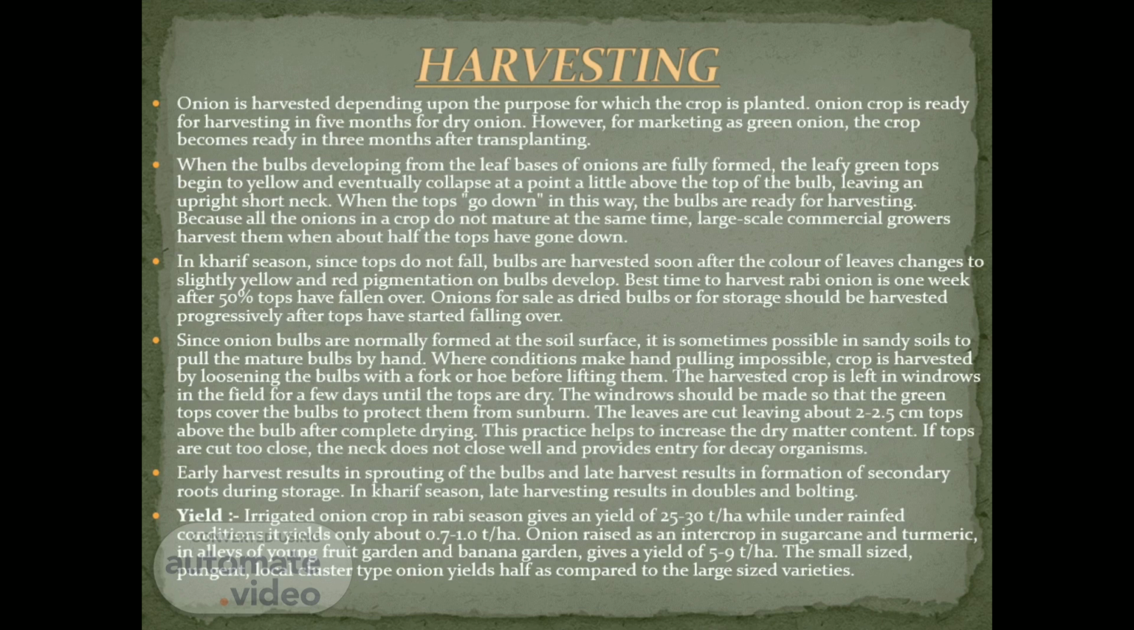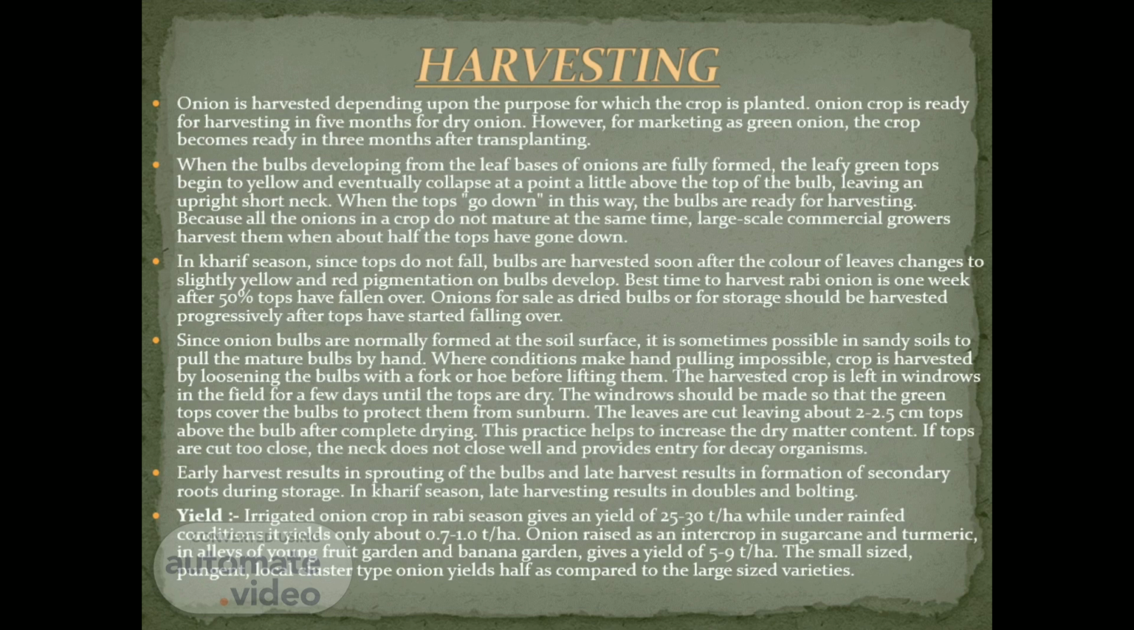The leaves are cut, leaving about 2 to 2.5 cm tops above the bulb after complete drying. This practice helps to increase the dry matter content. If tops are cut too close, the neck does not close well and provides entry for decay organisms. Early harvest results in sprouting of the bulbs and late harvest results in formation of secondary roots during storage. In Kharif season, the late harvesting results in doubles and bolting.